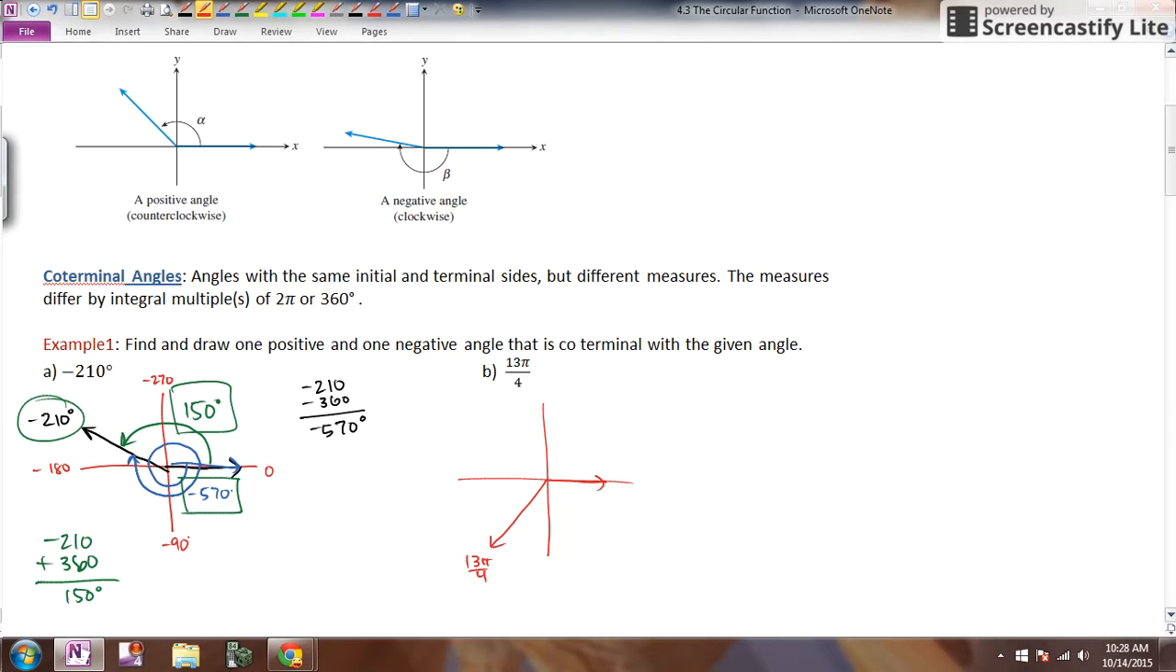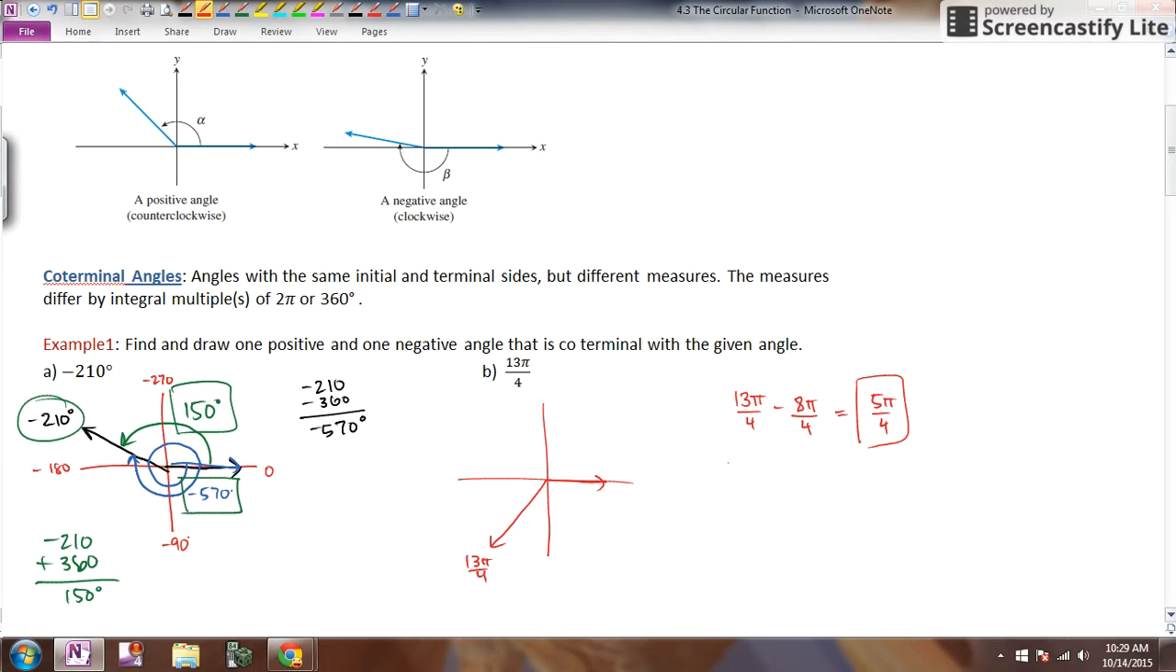Now, you could just tell me what it is, or you could use the algebra. You could just subtract or add 360, or in this case, 2 pi. So if I take 13 pi over 4 and subtract a full revolution, that's going to look exactly the same but give me a different measure. So let's see, what is that, 8 over 4? That looks like 5 pi over 4. So one answer could be 5 pi over 4.